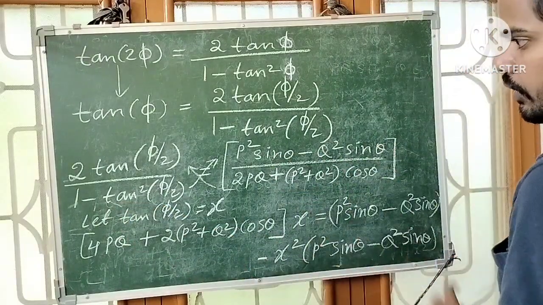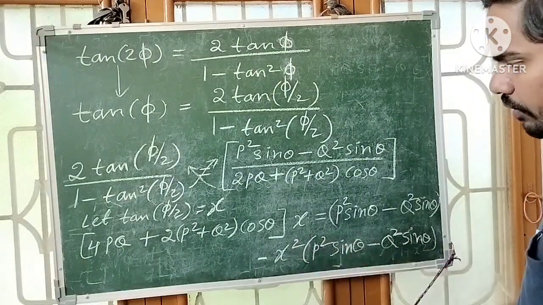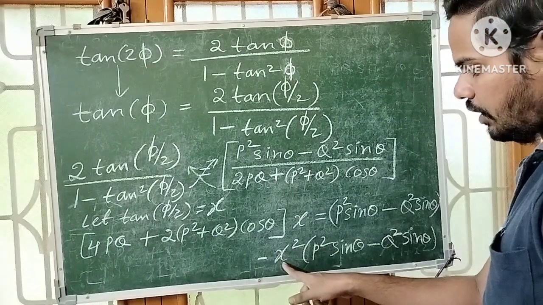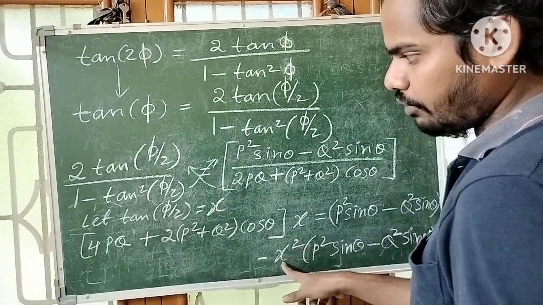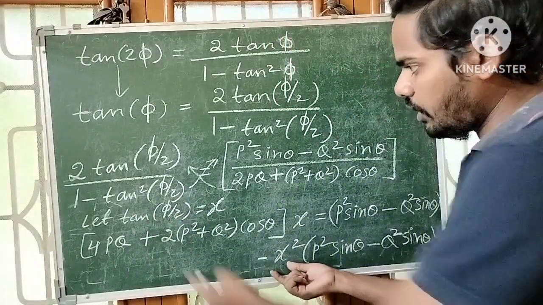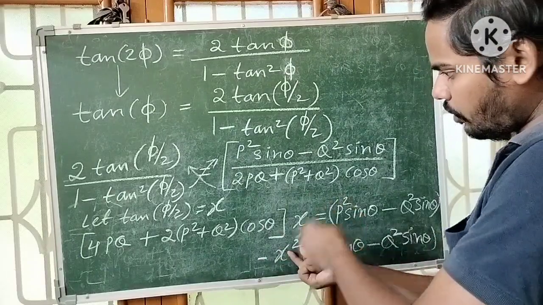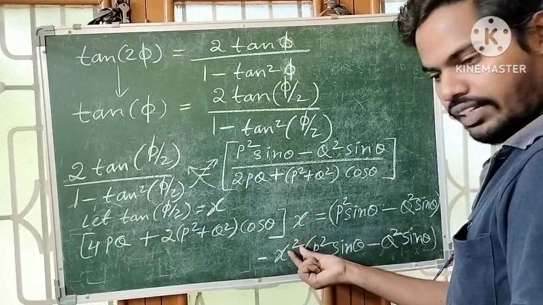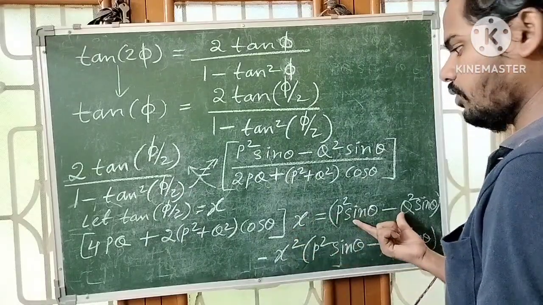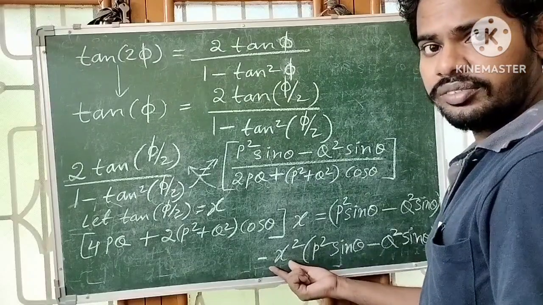Just observe, it looks like a quadratic equation. Here the variable is x, the unknown is tan phi by 2, which we have to find, and tan phi by 2 is equal to x. The highest power of this equation is 2. There is a square term, an x term and a constant term, so this will be a quadratic equation.